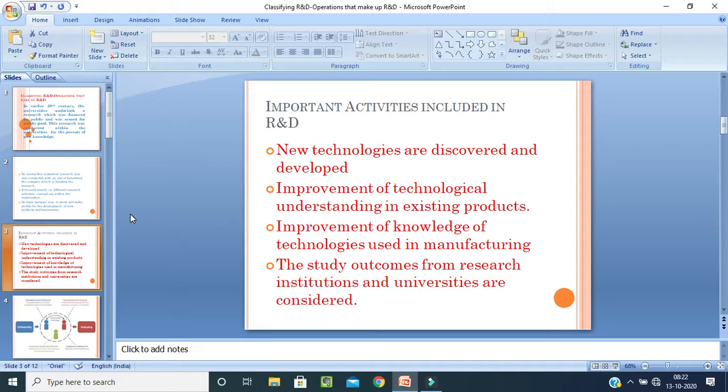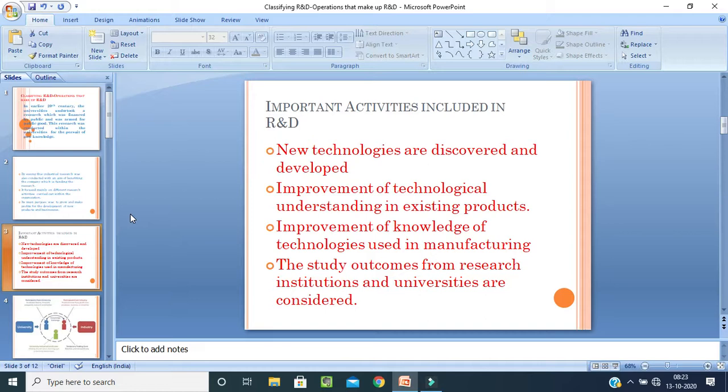And improvement of knowledge of technologies used in manufacturing. New technology should be used in manufacturing. If I take the example of the Ford car, if you see pictures or videos of manufacturing industries from 1920 or 1940, the technologies used in the 1920s, 100 years back, differ from the present day. Now see how the improvement in technology is focusing on new knowledge of manufacturing. That means this is helping the customers and the companies with new innovation.